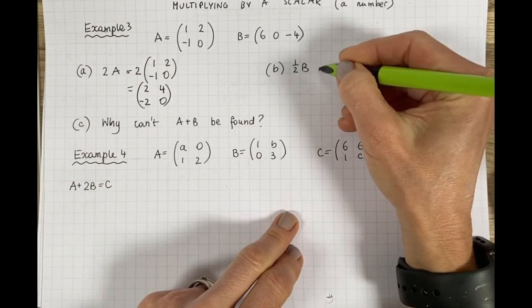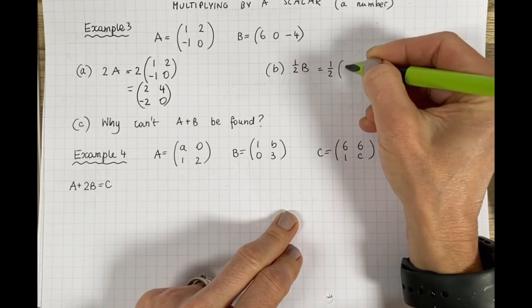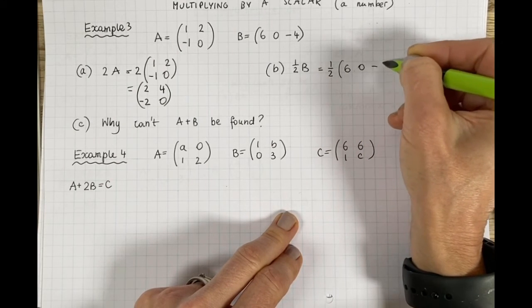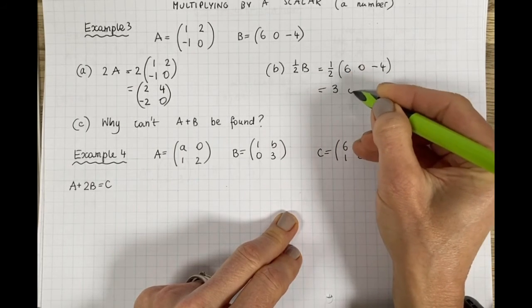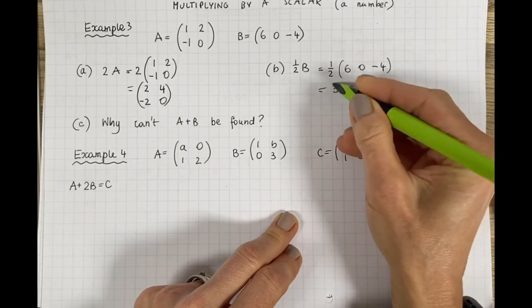Okay, half of B is a half of my matrix B. So we need to halve each of those. So it's 3, 0, minus 2.